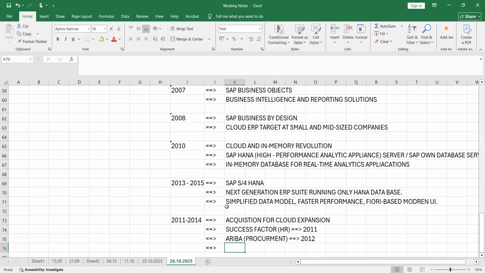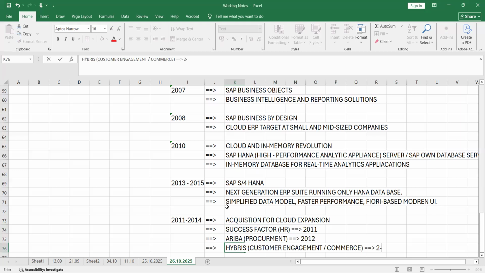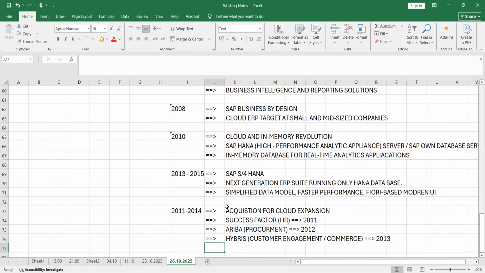Okay, next one, Hybris. This is one more product, Hybris, for customer engagement and commerce. They have purchased it in 2013. So a lot of acquisitions they have made, I am saying a few important acquisitions. Okay, next one, Concur. This used to work as a third party. Now it is merged as Concur. This is nothing but travel and expense.